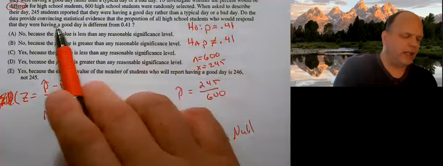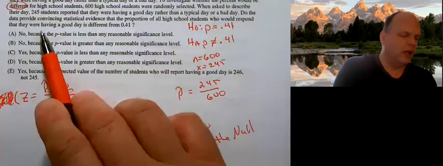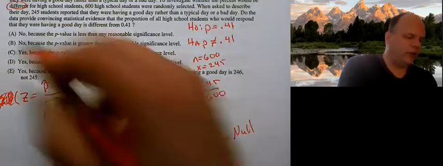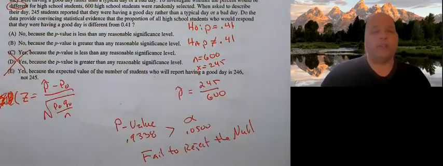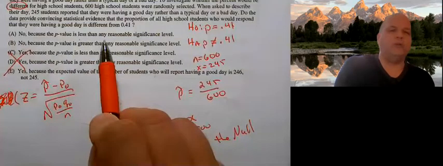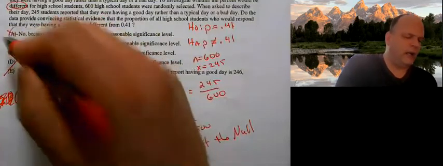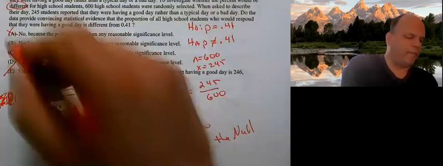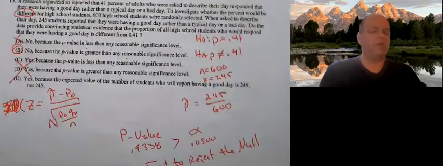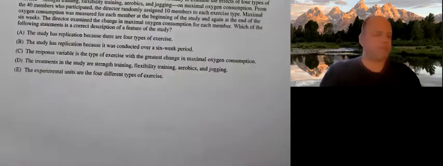So, do the data provide convincing statistical evidence that the proportion of all high school students who respond is different? And the answer is not yes, it's definitely no. No, because the p-value is greater than any reasonable alpha. All right, so 15 is B. Moving on to 16.